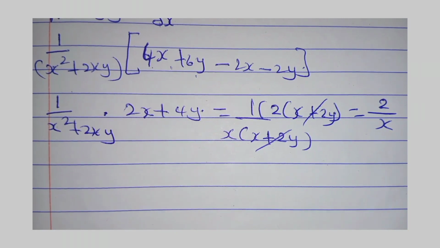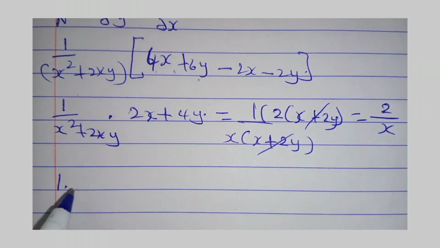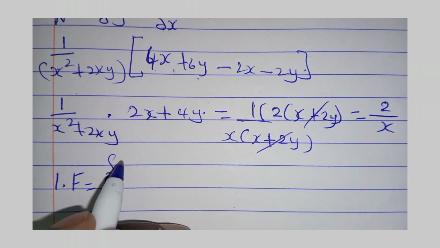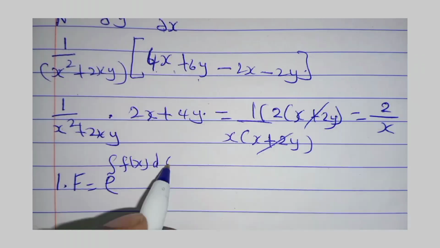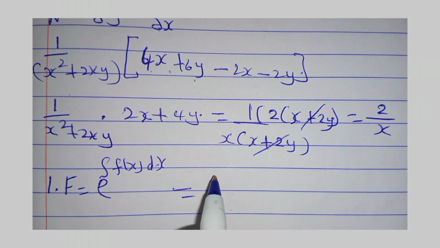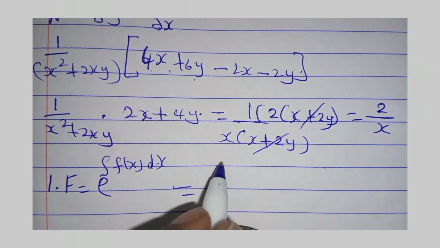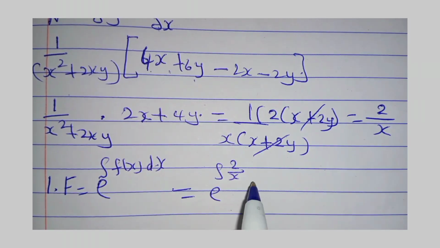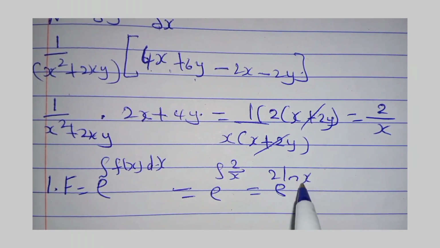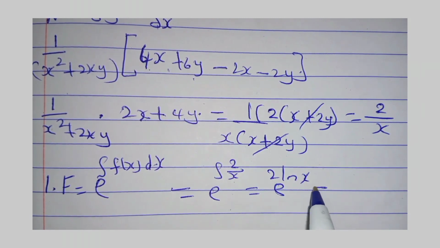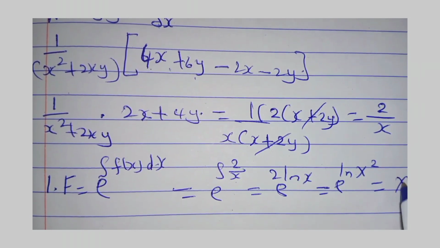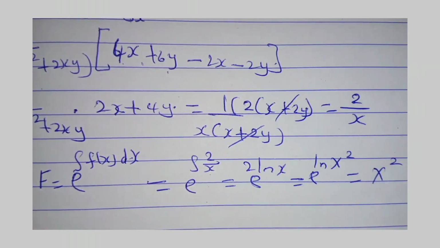The next thing now is we get what is called the integrating factor, which is found by exponential of the integral of f of x dx. We substitute, which is equal to exponential of the integral of 2 over x, which is the same as exponential of natural logarithm of x squared. This is equal to x squared.